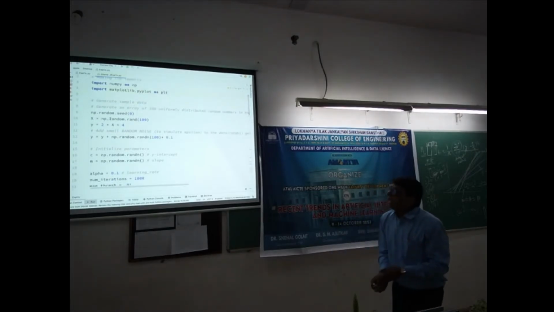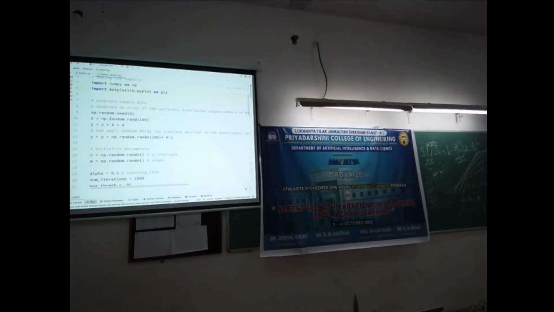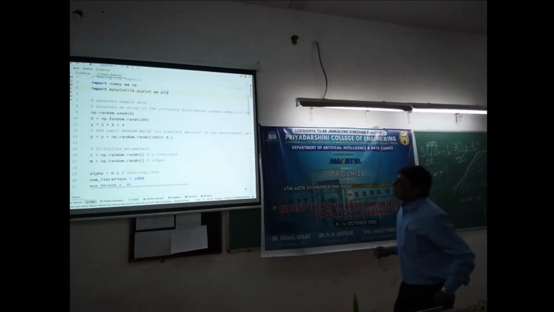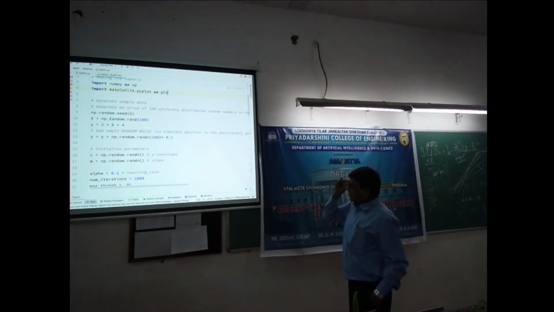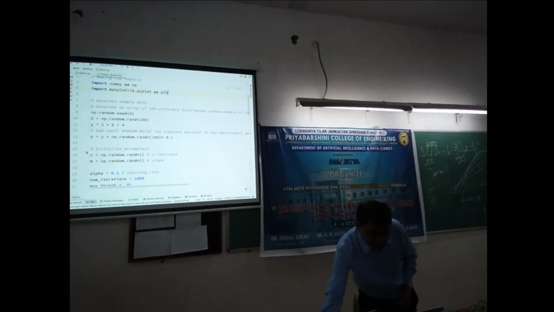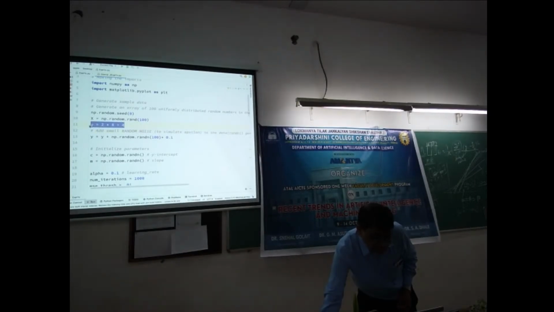Now see what I have done here: I did not take any data from an application, because I want to prove that the regression coefficients, or the parameters of my model, have been evaluated correctly. For that I have taken random number generation. So I am taking my data as randomly generated, 100 random numbers, and then I have taken y is equal to 2x plus 4.